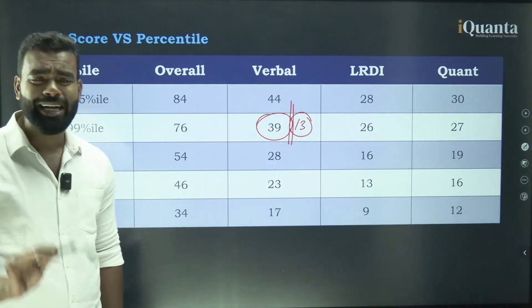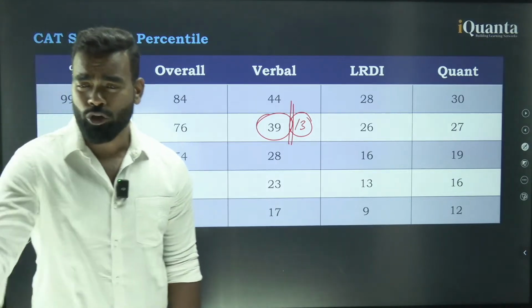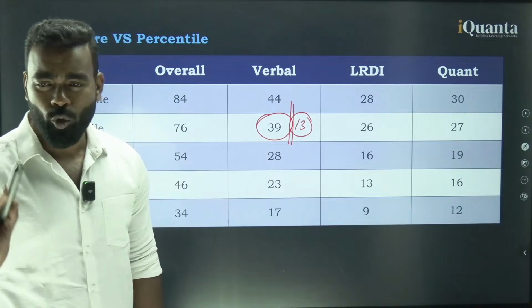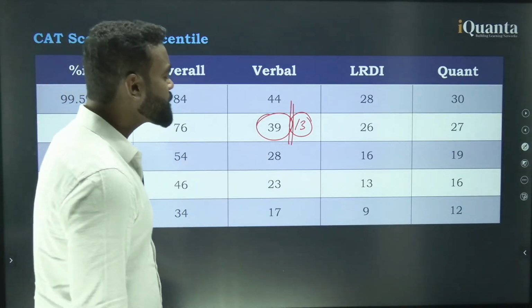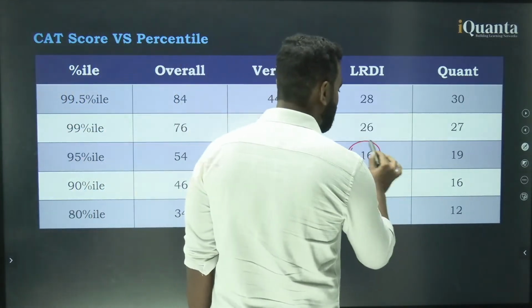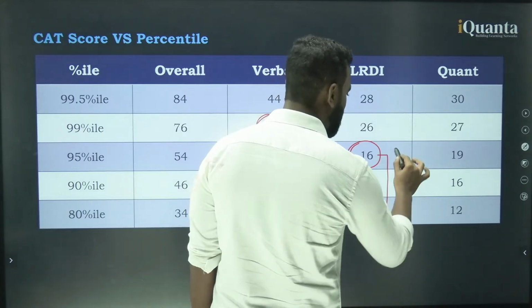Let's say you're scoring 99 percentile only in verbal, not even all 3 sections, only in verbal. Now you can score at least 5 sets. What is 5 sets? That means 15.